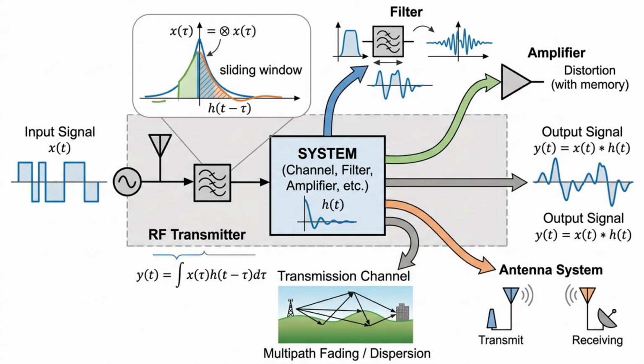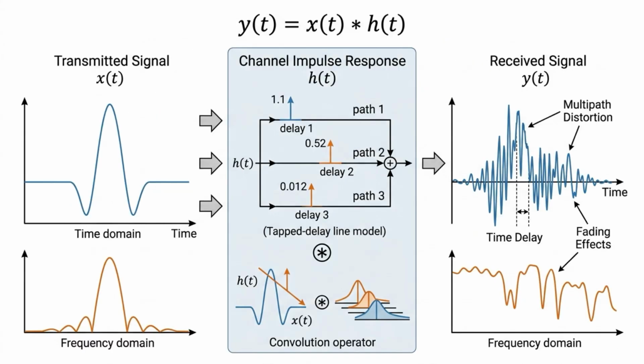Convolution appears throughout RF engineering and communication systems. Whenever a signal passes through a filter, amplifier, transmission channel, antenna system, or receiver, convolution provides the mathematical framework for determining the resulting output waveform. In wireless communication, the received signal is often modeled as the convolution of the transmitted signal and the channel impulse response. This allows engineers to analyze multipath propagation, fading effects, and signal distortion caused by the environment.